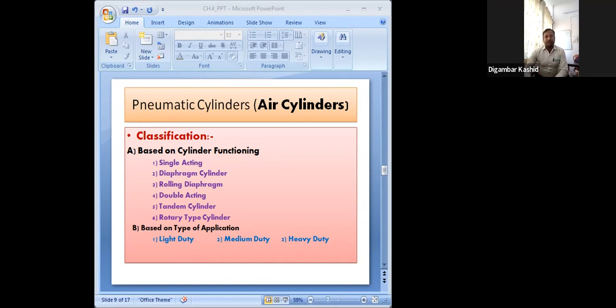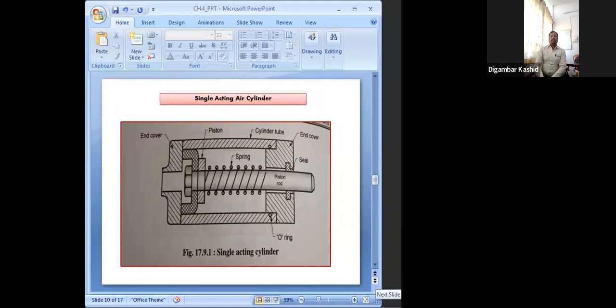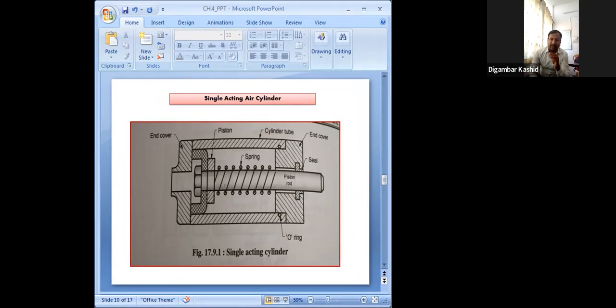Now let us go for the first one, that is the single acting cylinder. This is a schematic diagram of the single acting air cylinder or pneumatic cylinder. As the name suggests, single acting, these air cylinders deliver a force in only one direction. In these types, air only moves or pushes the piston in only one direction.